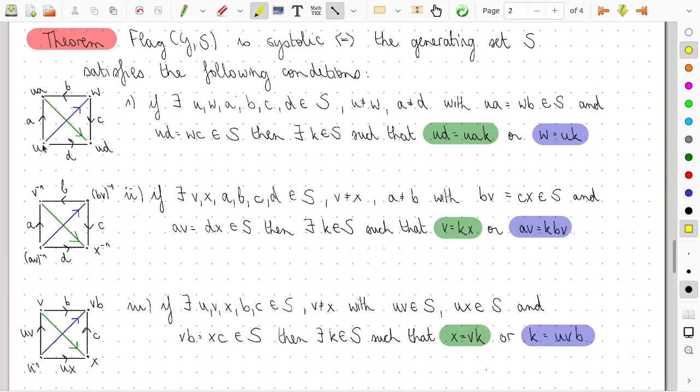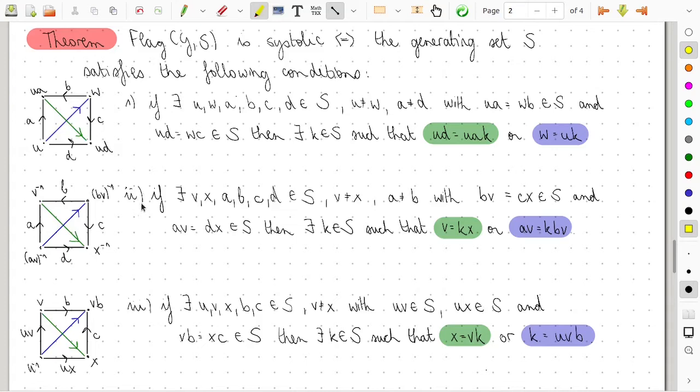The second part of the statement is that there exists a K such that UD equals UAK or W equals UK. But such a K corresponds to an edge either from U to W or from UA to UD. So it is a diagonal in such an embedded 4-cycle. So what this means is that if there's such a cycle of length 4 in the link of the identity, then it should have a diagonal.